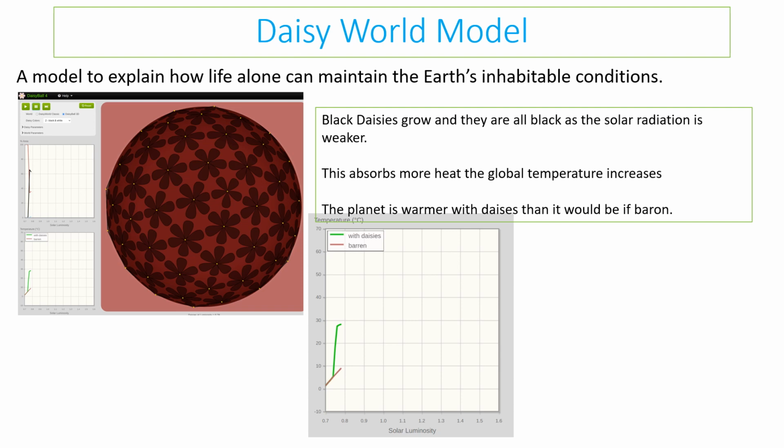So you can see here two lines. We've got the luminosity of the sun, how warm it's going to be, and here is what we get if the daisies are present. They're absorbing all that heat energy, and here is if the daisies are not present. And the temperature of the Earth should really be between 10 and 30 degrees for it to be habitable.